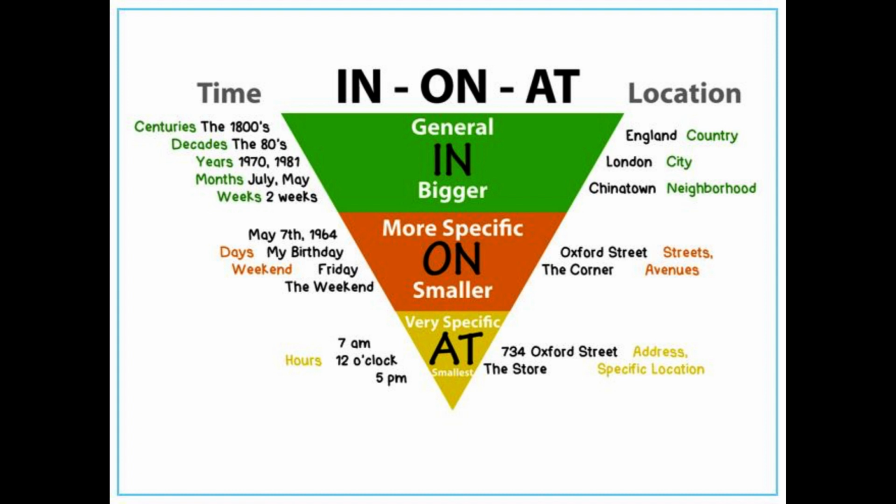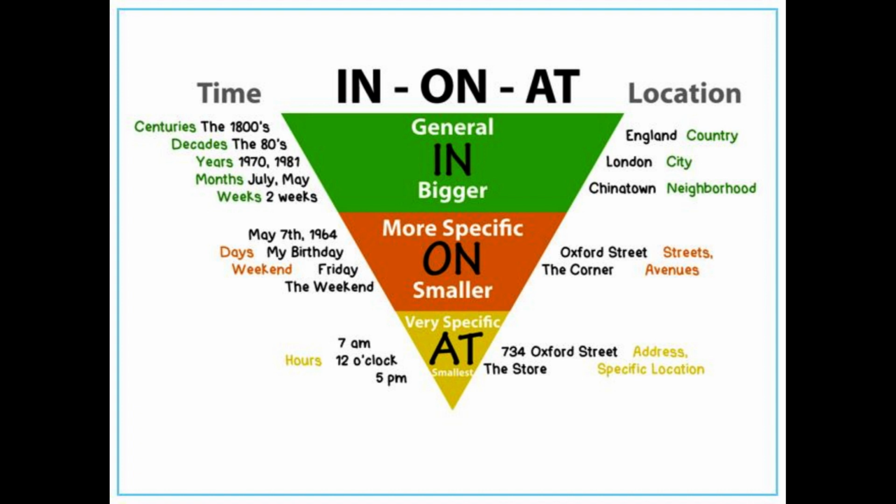For example, we use in to express time when we are talking about centuries, for example, in the 1800s, or in the 1980s, or in 1970, or in a month, for example, in July, in May, or in 2 weeks, etc. At the same time, we also use in when we are talking about location. For example, a country in England, a city in Karachi or London, and in a neighborhood, for example, in Chinatown, in Bahadurabad, in Defense, etc.